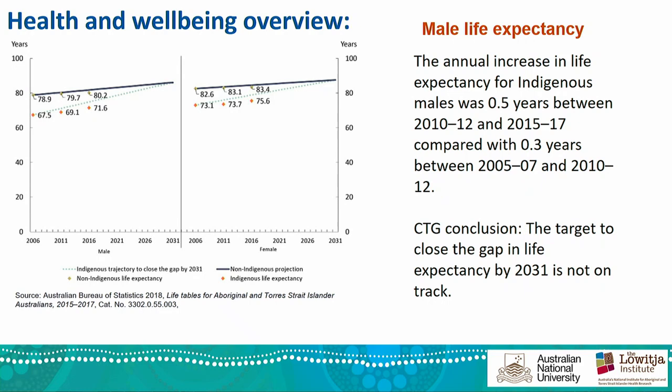The more recent improvement is better than the previous improvement, but it still talks about improvement, right? But the conclusion again, so the target to close the gap in life expectancy by 2031 is not on track. So we see this same conversation. While we're seeing improvement, we're still classified as failing.